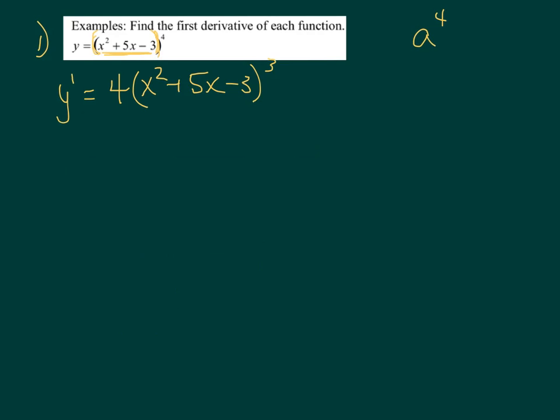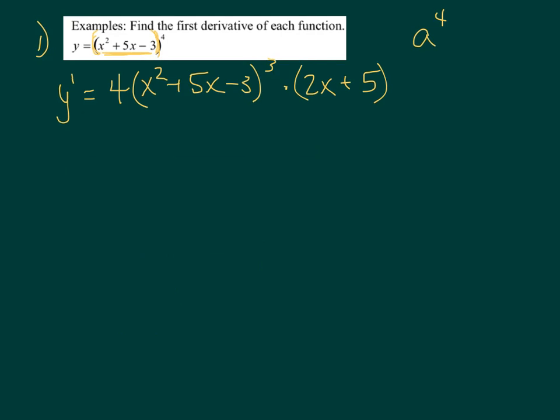I dropped my 4 down in front. Okay, I copied down what the base was, and then I raised it to an exponent that was 1 less than what I started with. Okay, now times the derivative of the inside. So the derivative of x squared plus 5x minus 3 is simply 2x plus 5.